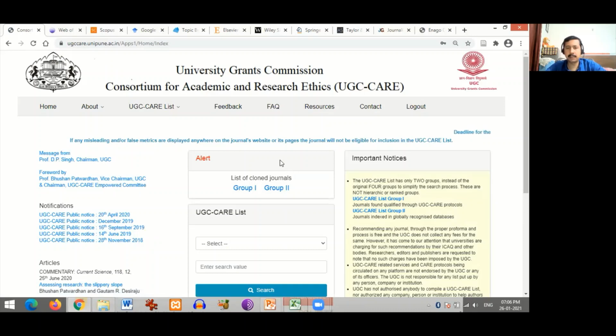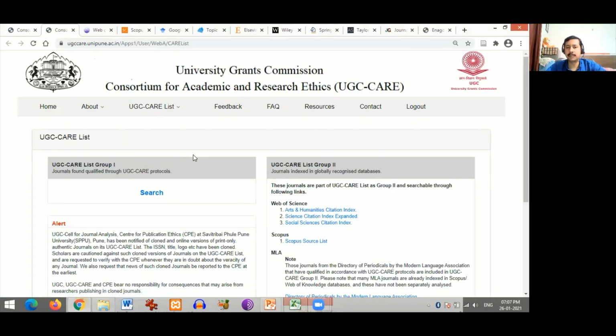Okay, after logging in, on the right hand side, you see under important notices, UGC Care List has only two groups. If you have a look at group 2, if I click on group 2, it opens in a new tab, and you notice that these journals are part of UGC Care List as group 2 and searchable through the following links. The original links are given here.